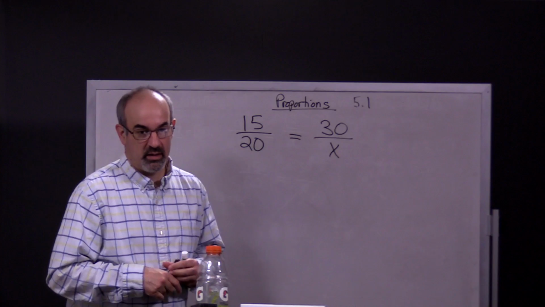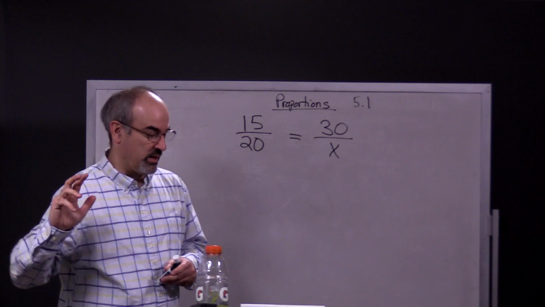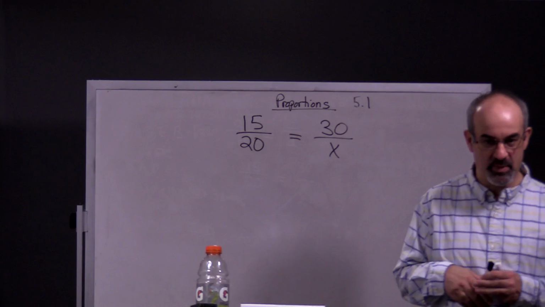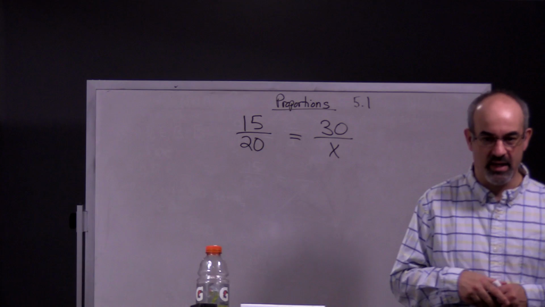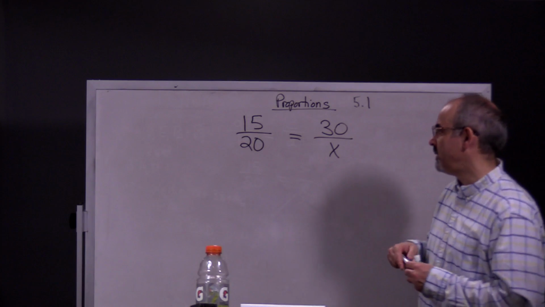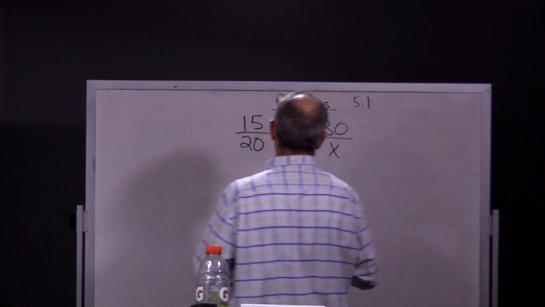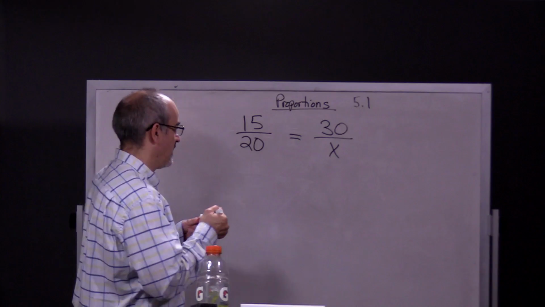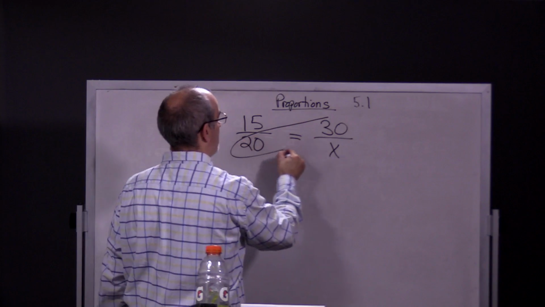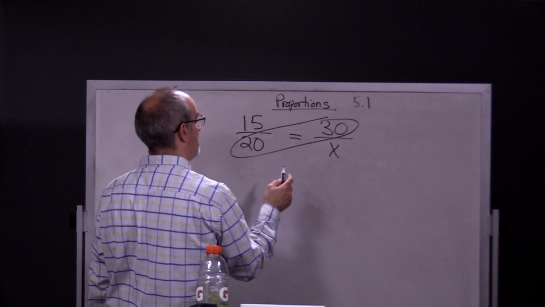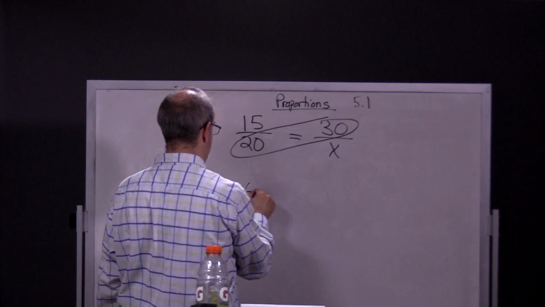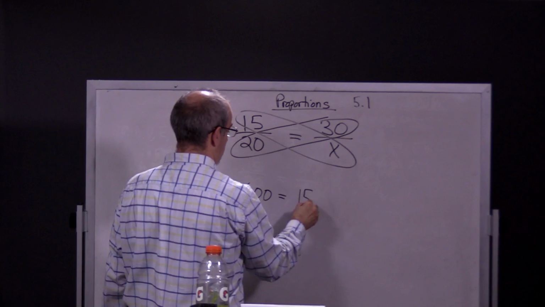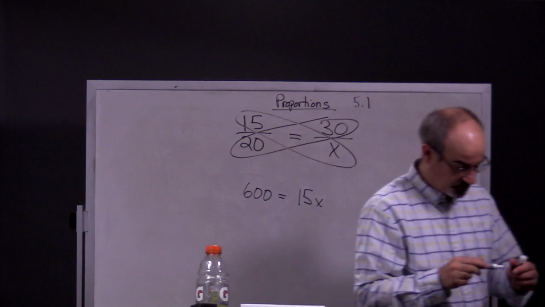It's the one time that cross multiplying is important. A lot of times people will try to cross multiply things that don't need to be cross multiplied, but in this example, this is a good time to use cross multiplication. What I mean by cross multiplication is that you take the numbers here and multiply those numbers. So 20 times 30, 600, and then 15 times x.